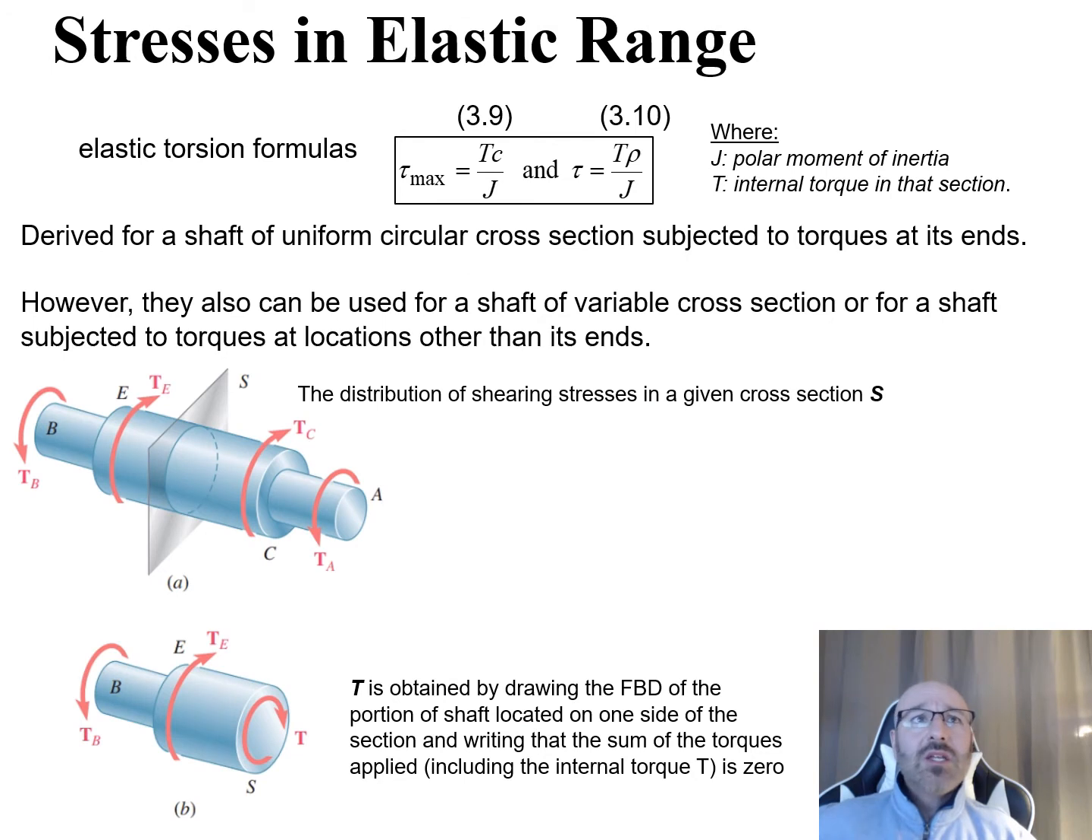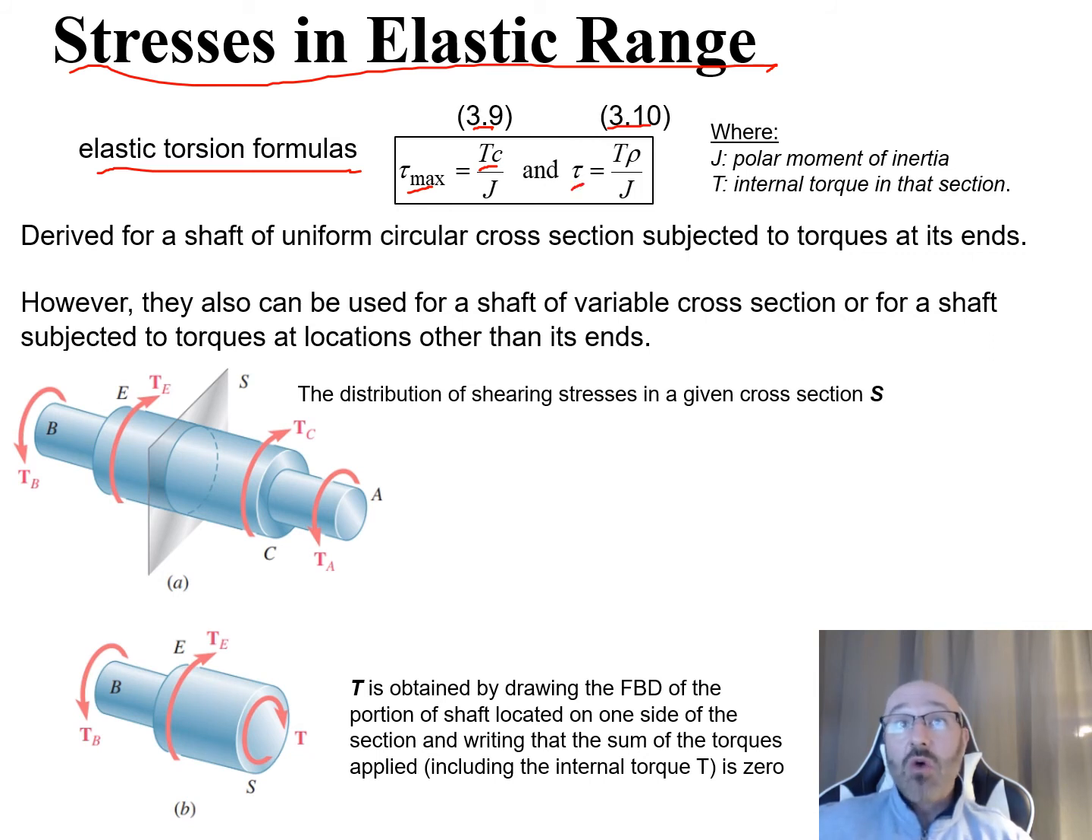Now we're going to continue looking at the stresses in the elastic range. I've rewritten the elastic torsion formulas, 3.9 and 3.10, from your textbook. We have tau max is equal to our torque T times the radial distance C, divided by J, where J is our polar moment of inertia. And tau from equation 3.10 is equal to torque times that radial distance rho, not necessarily at C, divided by J, the same polar moment of inertia. We're going to recall our torque is the internal torque in that section.